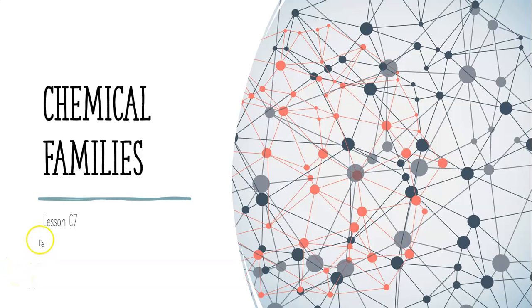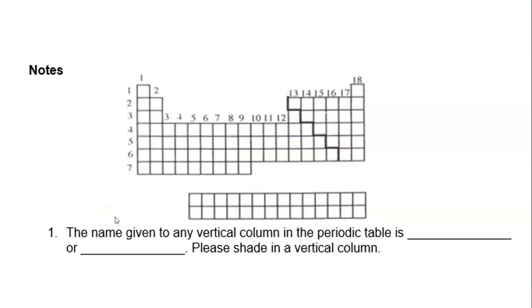Hello, welcome to lesson C7, chemical families. We're going to start off with a few little things about the periodic table, including that a vertical column of the periodic table is known as a group or a family. If we take a look, for example, at this column here, this would be a family. This particular one is also known as the coinage metals, because they contain copper, silver, and gold.